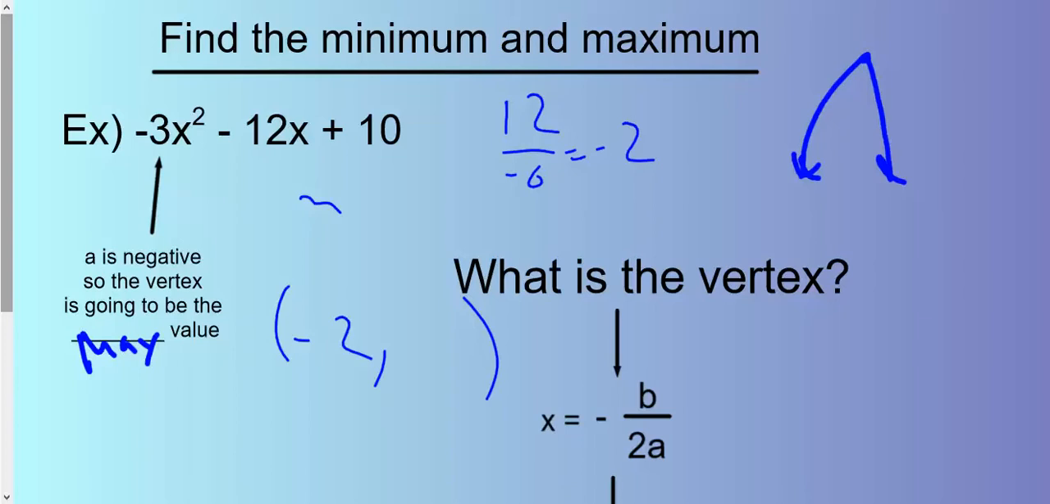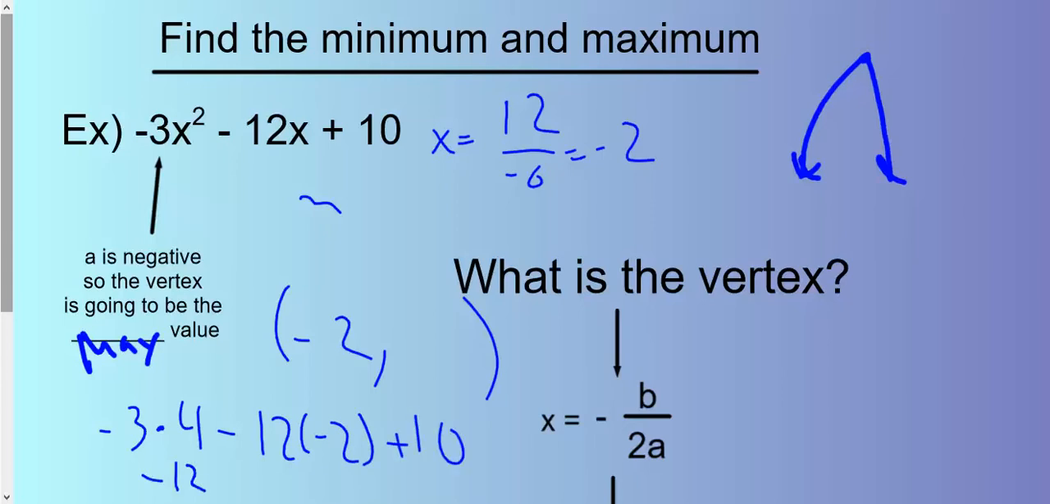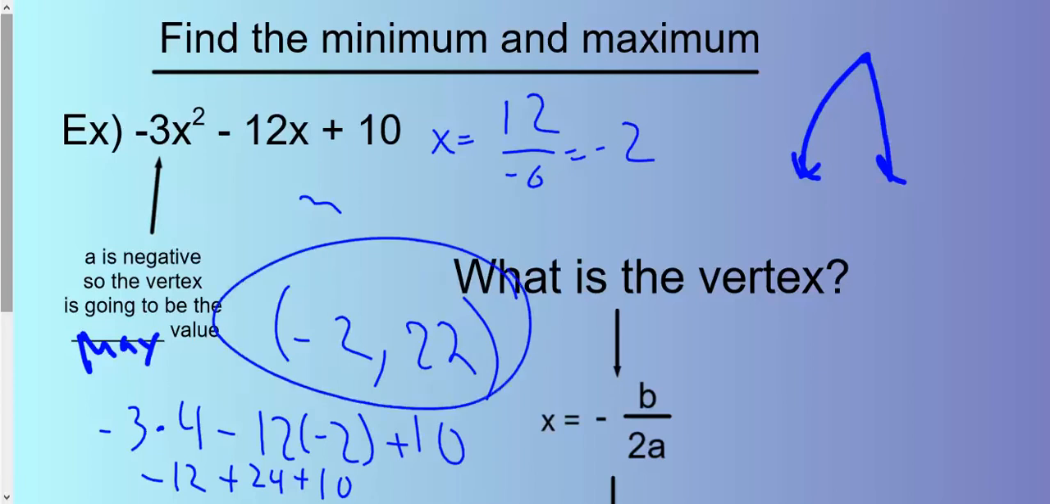I've got to find the y value, so I'm going to plug in the x value. So negative 3 times negative 2 squared, which is 4, minus 12 times negative 2 plus 10. So here I have negative 12, here I have positive 24, here I have positive 10. So that would be 12 plus 10 is 22. So that is my max value right there.